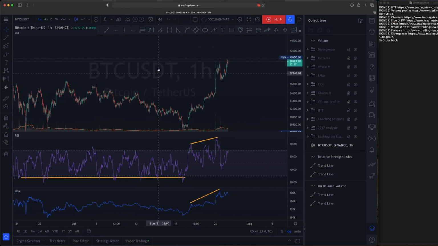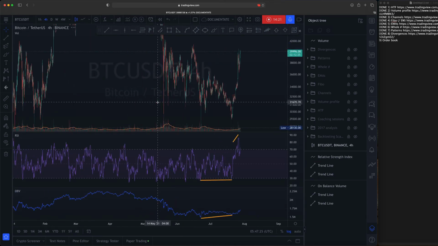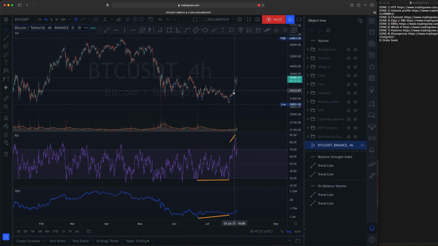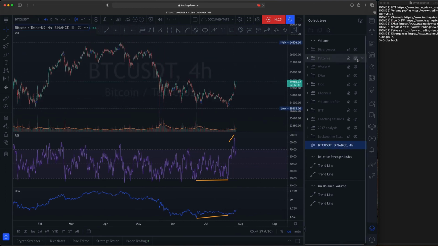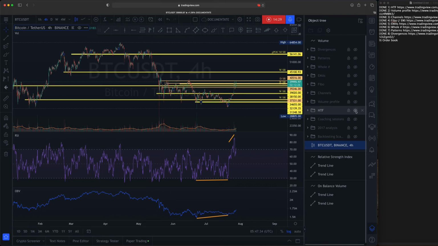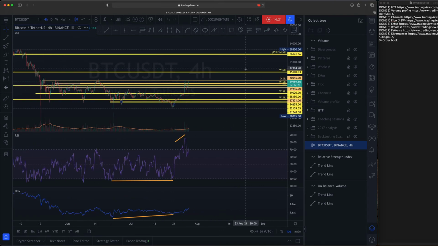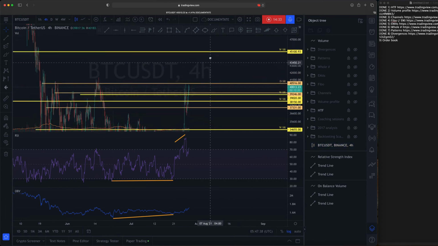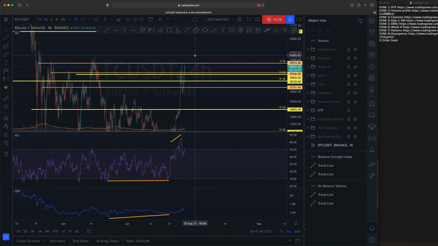Let's see now the big picture. We are going on the 4 hours, and we are enabling everything one by one. So higher time frames. I'm going to the big picture, but still checking the current price. So we are fighting the 40,000. We are between a daily and a weekly support and resistance.